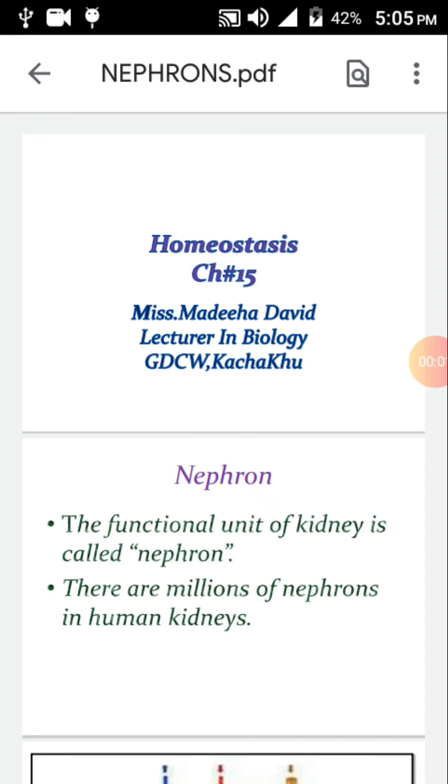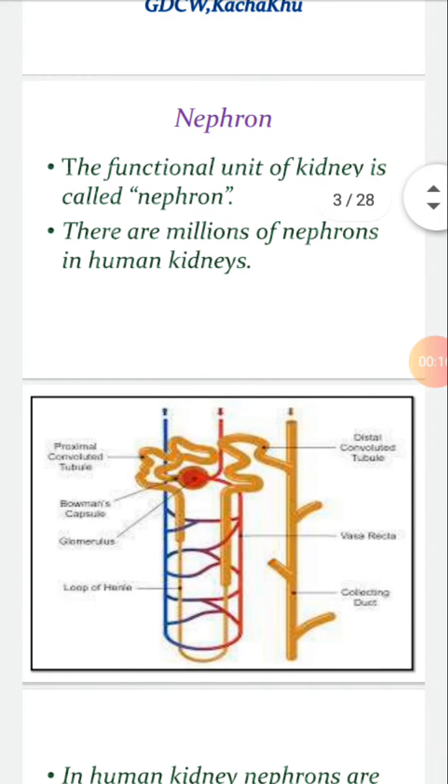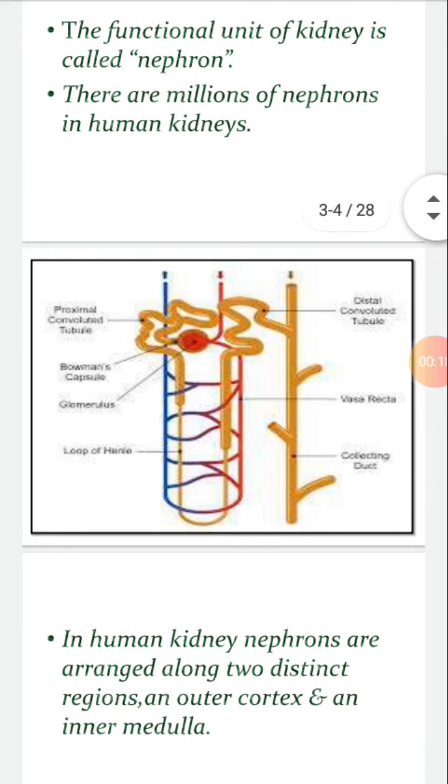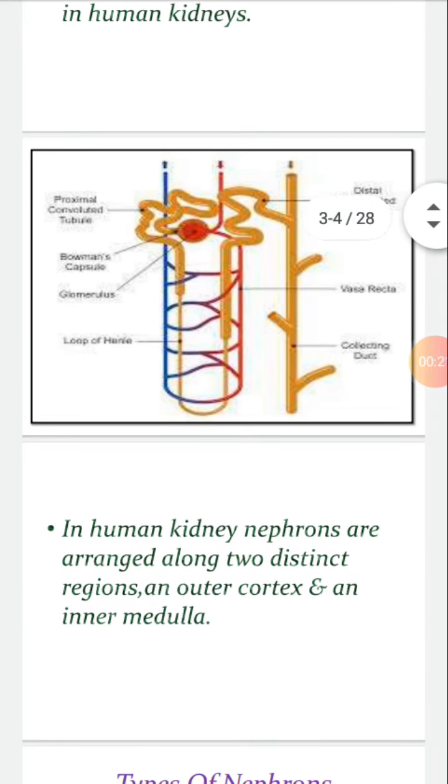In biology, homeostasis, today we will discuss the nephron. The functional unit of the kidney is called a nephron. There are millions of nephrons in human kidneys. Like you can see its structure. In the human kidney, nephrons are arranged along two distinct regions: an outer cortex and an inner renal medulla.